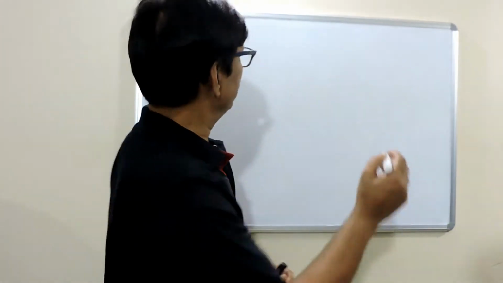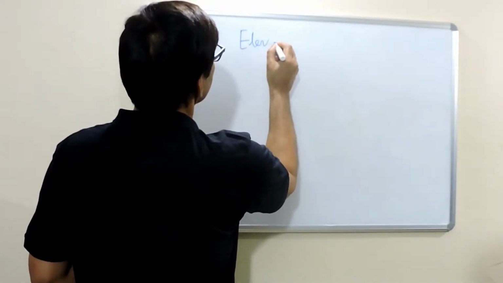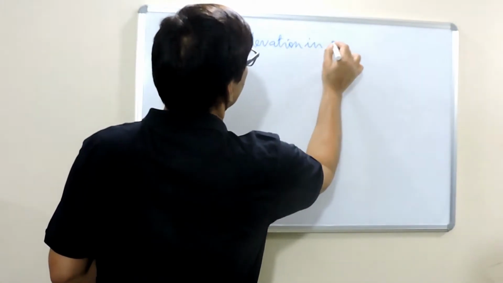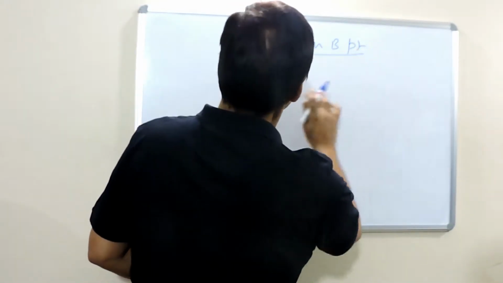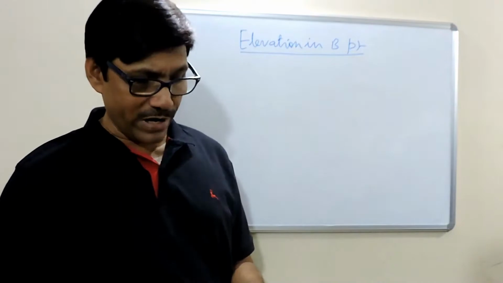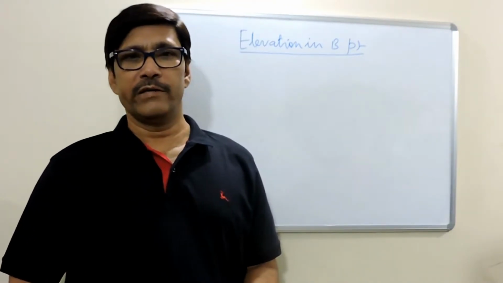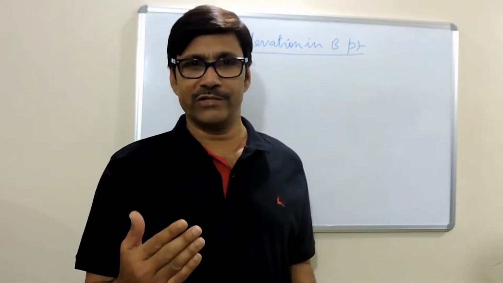Another colligative property we have to do is elevation in boiling point. Now, before we go for this elevation in boiling point, how do we define boiling point? Usually in lower classes we say the temperature at which a liquid will boil at a particular pressure is called boiling point.